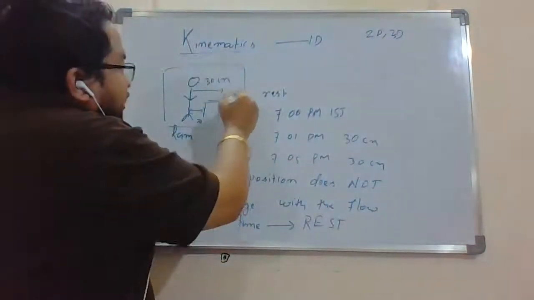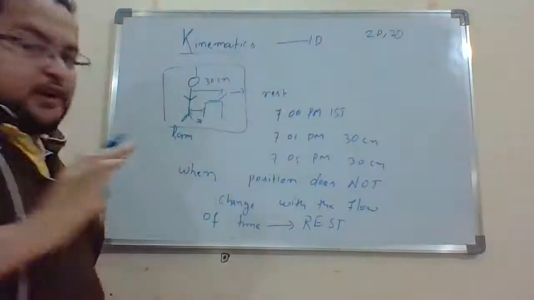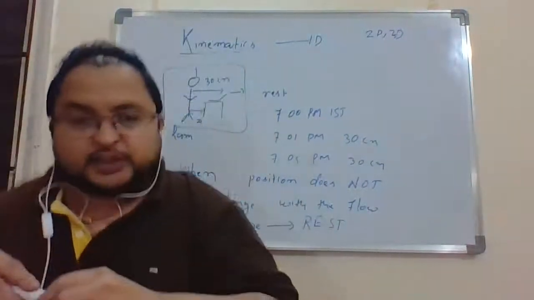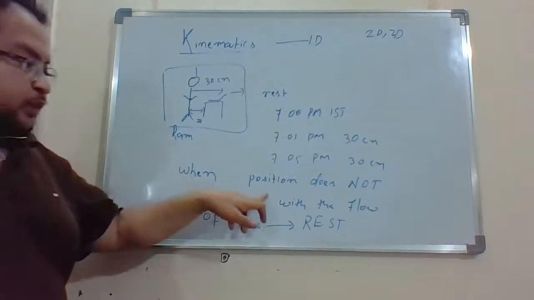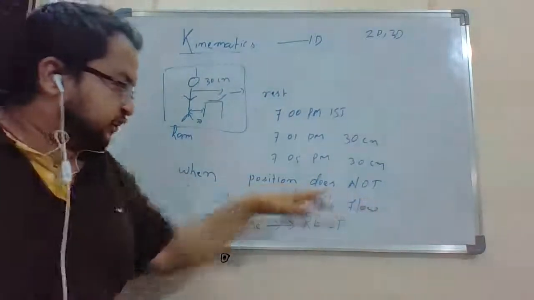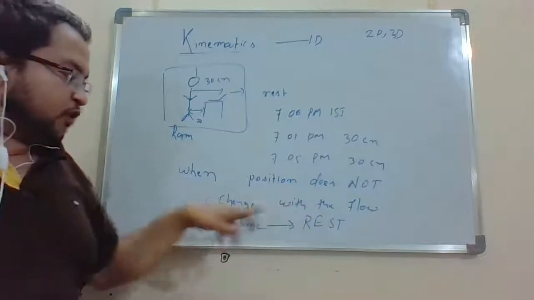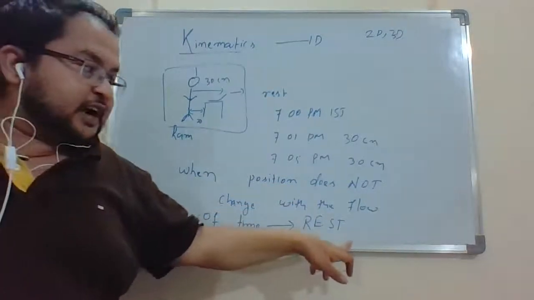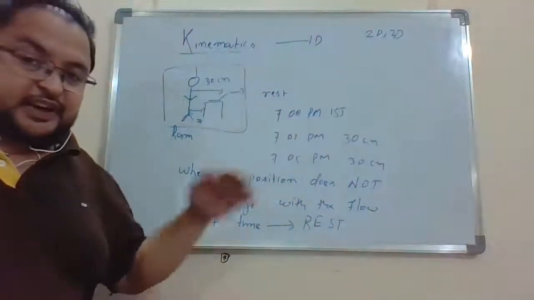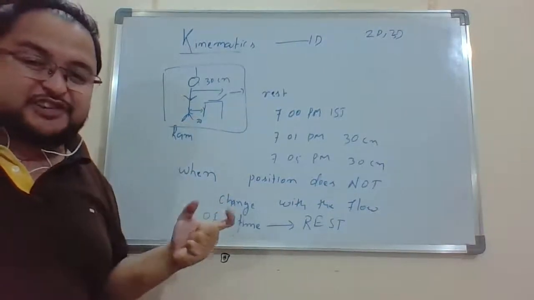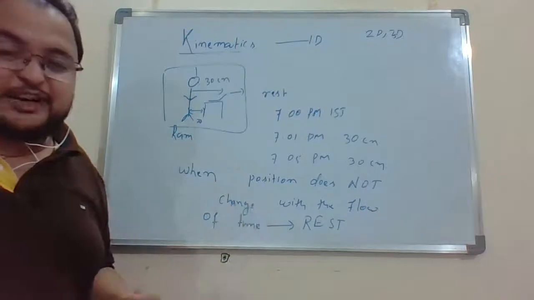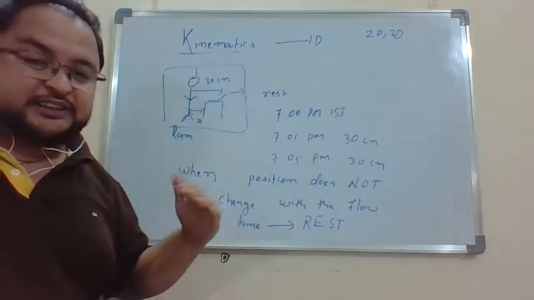So that's why Ram feels that this table is at rest. Similarly, for any wall of this room or the roof, the position is not changing. So the key is, we have written here, when position does not change with the flow of time, then we say that something is at rest. Now, one very important and key thing which is missing in this entire statement, let us try to understand with an example.